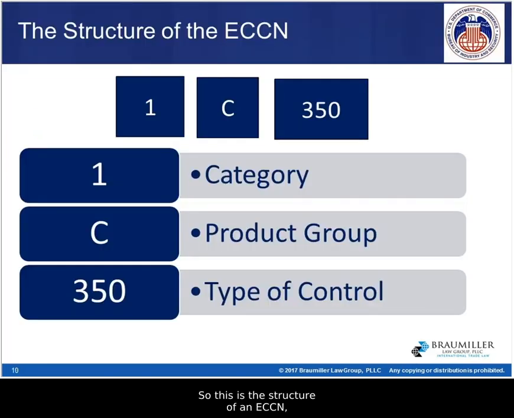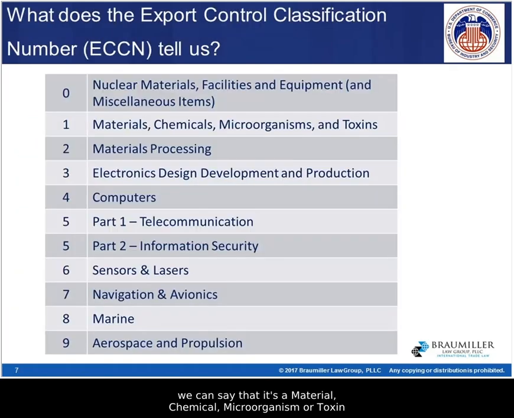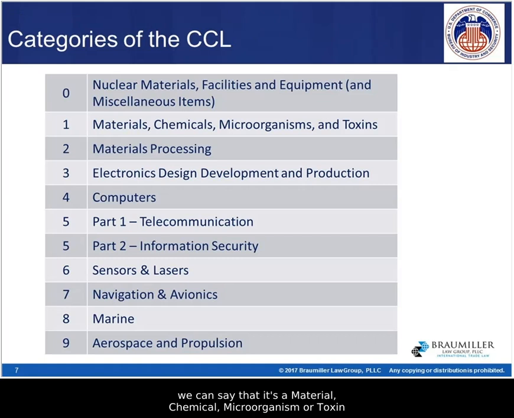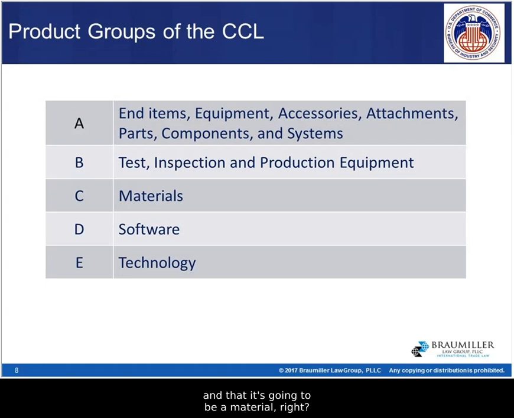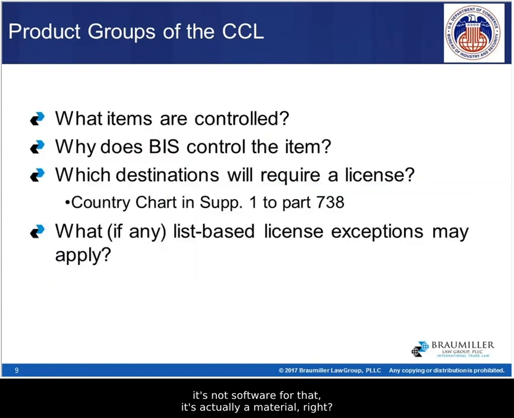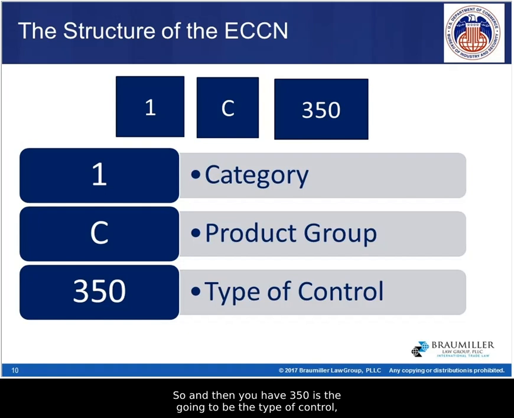All right, so this is the structure of an ECCN. This is what I'm talking about. The 1 here is the category. C is the product group. So if we go back and look, we can say that it's a material, chemical, microorganism, or toxin, and that it's going to be a material, right? So it's not an end item, it's not test inspection equipment, it's not software, it's actually a material, right? And then you have 350, which is going to be the type of control.